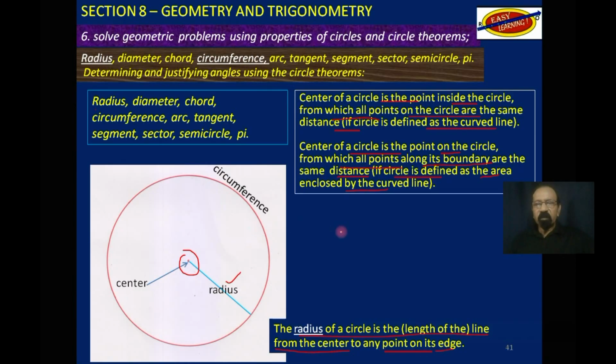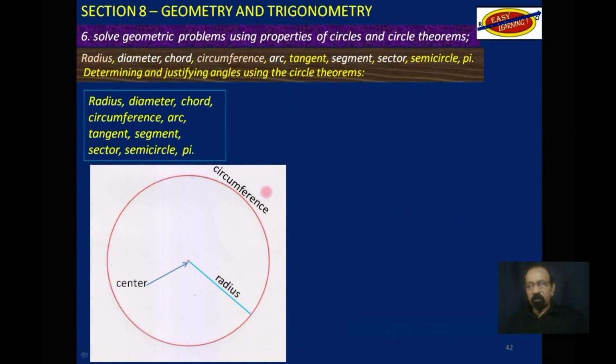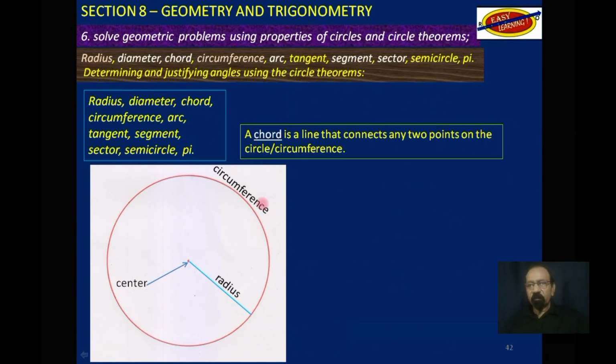What's the circumference? The circumference of a circle is the distance along the circle. Now here the circle actually means the red line. It's a special name for the perimeter of the circle. And now circle here means the space inside. So it is used interchangeably. In normal usage, the circumference is the curved line demarcating the boundary of the circle. So we talked about those three already.